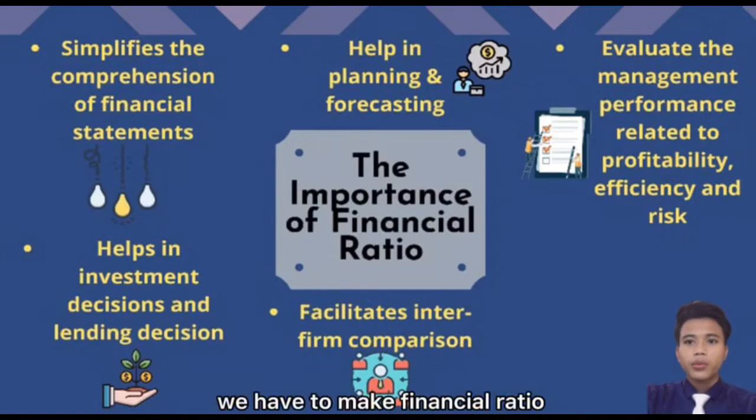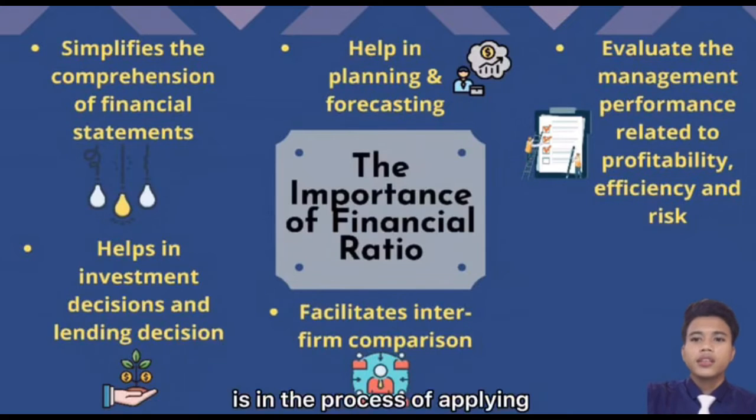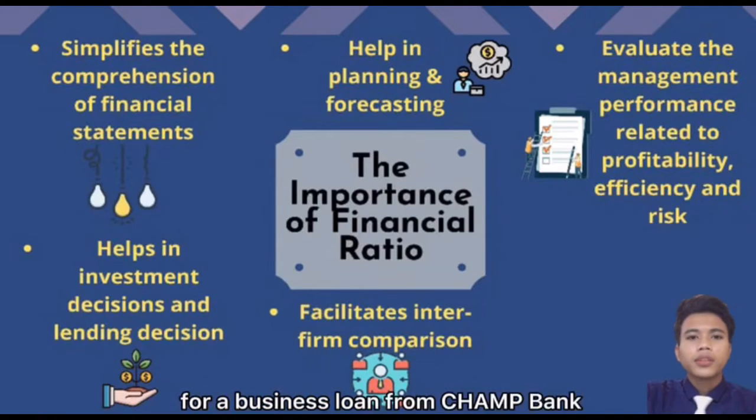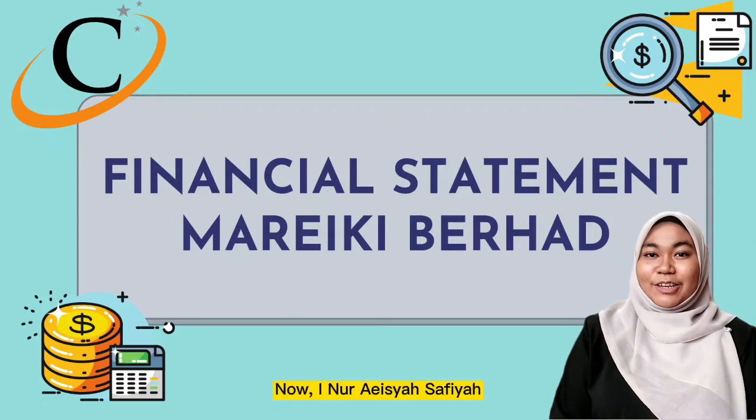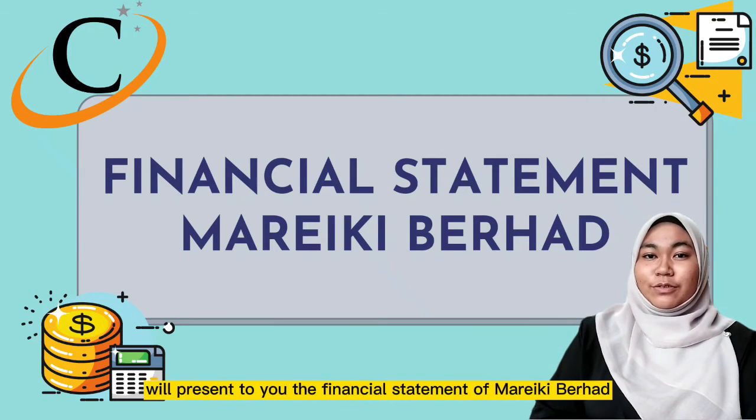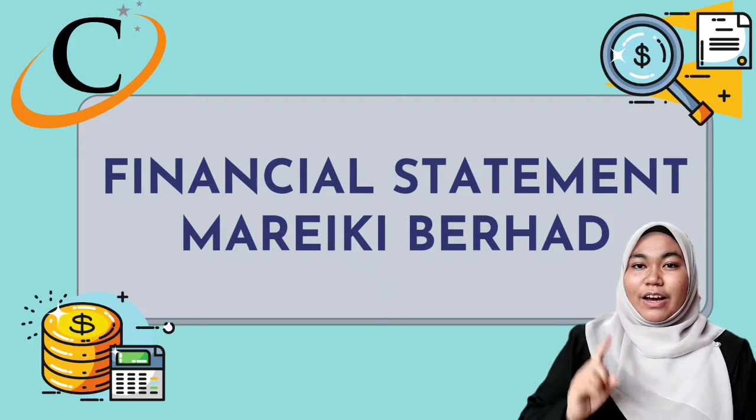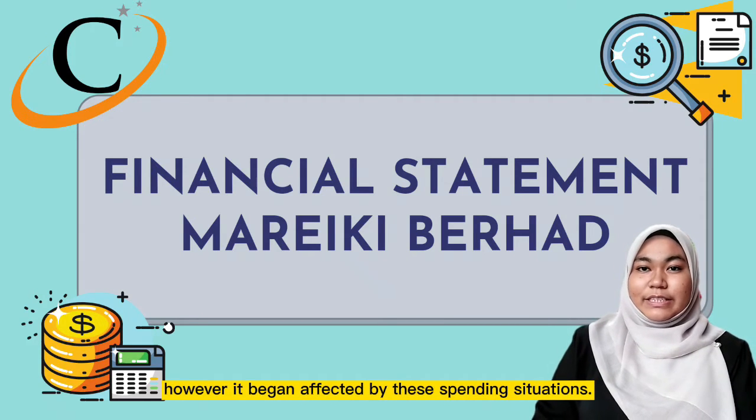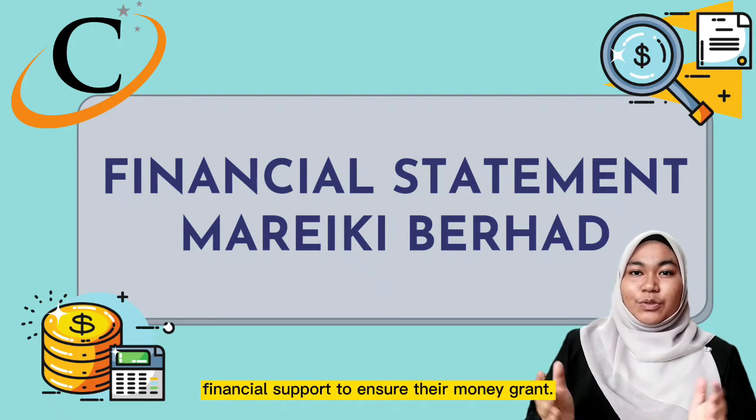Alright, in this assignment, we have to make financial ratios based on the statements of Mariki Berhad. Currently, Mariki Berhad company is in the process of applying for a business loan from Chem Bank and has submitted their financial statements for a 2 year accounting period to the bank. Now, I, Aisyah Safia, as a financial manager of Chem Bank, will present to you the financial statement of Mariki Berhad. Currently, Mariki Berhad is performing very well. However, it began to be affected by the spending situation. All we need is to find Mariki Berhad's financial support to ensure their monthly claim.